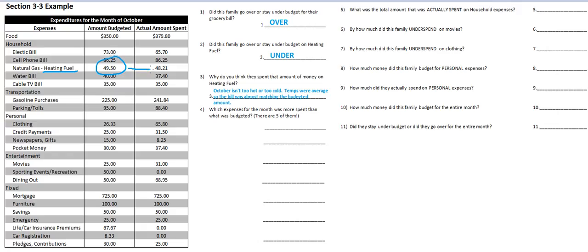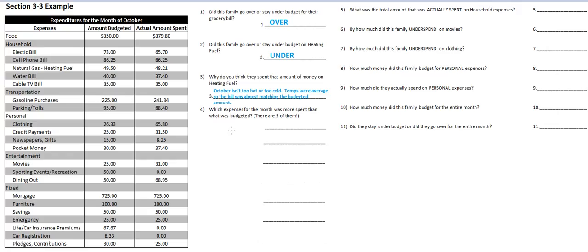You see right here, it's almost dead even. We're only off by about $1.29. So it's probably because October kind of has some mild temperatures. Some days it's hot, some days it's cold, and some nights are cold, and that might be the only time that it's cold. So the heat might be on at night, but it might be off during the day. And so it kind of matches up to about $49.50. Ultimately, what happens is that it balances out over the course of a year.